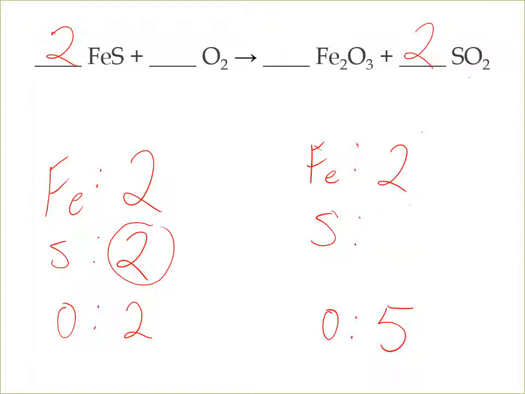That now gives me 2 sulfurs on the right to go along with the 2 sulfurs on the left. So far so good. My iron is now balanced. My sulfur is now balanced. I'm still left, unfortunately, with these oxygens. And that's, again, the weird one because they're in 2 different places. I've got 3 and 2.